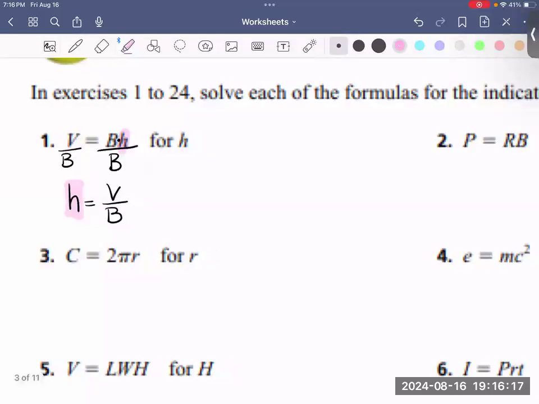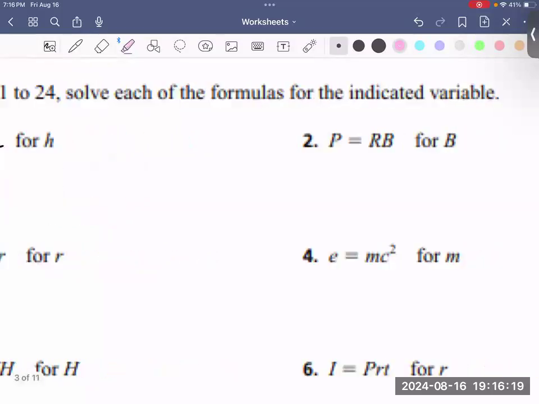So now let's try it again with number 2. Go ahead, try number 2. So we're solving for b. It's multiplied by r, and r is kind of like its coefficient. So we are dividing by r here. So b is equal to p over r.